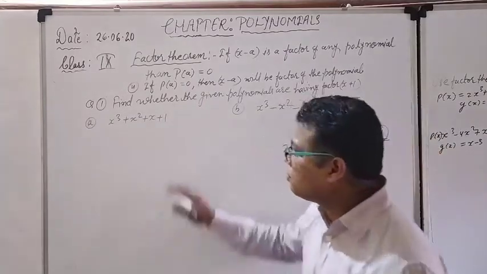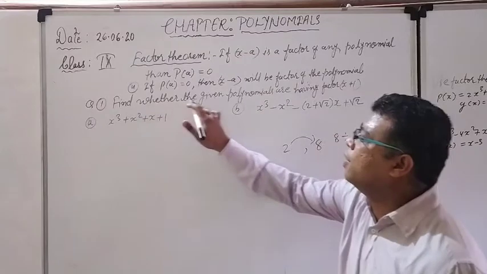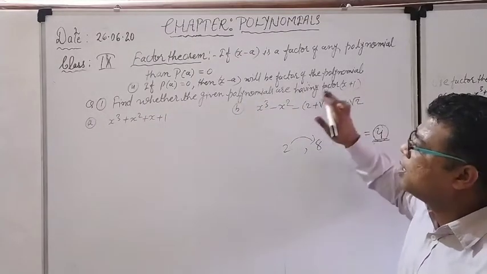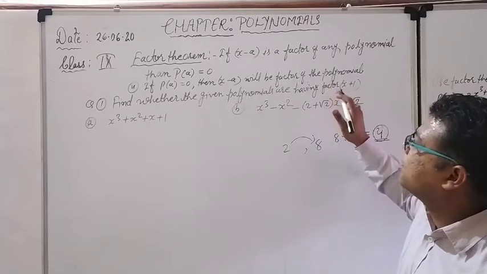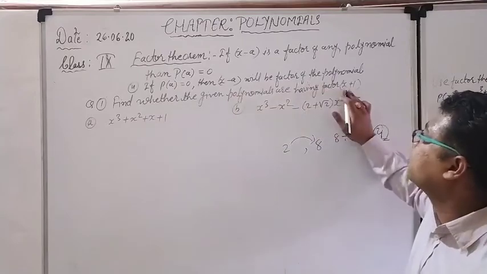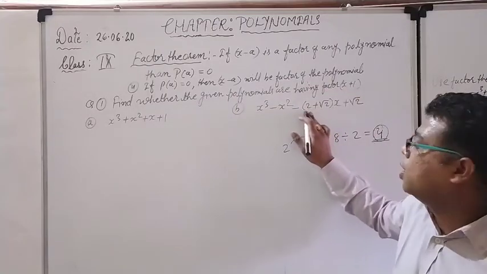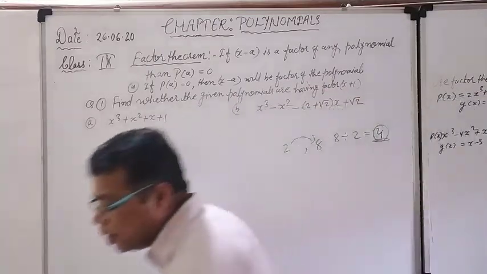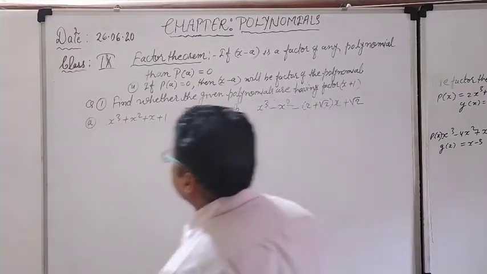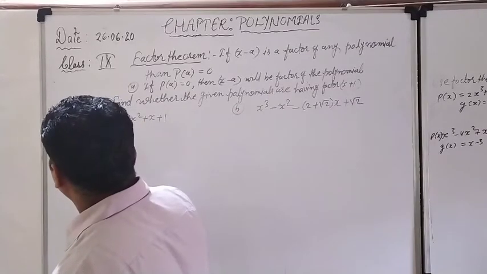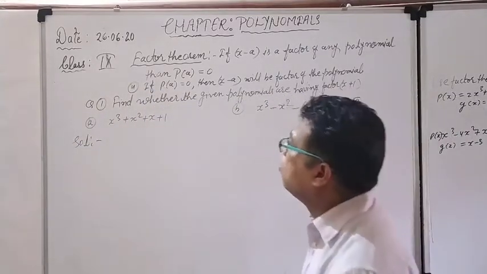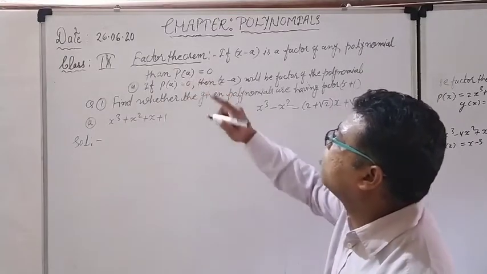Right now, see, question number one is there. Find whether the given polynomials have the factor x plus 1. Otherwise you can say the question is asking me whether x plus 1 is a factor of this polynomial, and whether x plus 1 is a factor of the second polynomial. So this thing we have to verify. See what we have to do. Nothing else, very easy. Solution: see here, this is the polynomial given to me. So we only have to verify whether p(a) is equal to 0 or not.